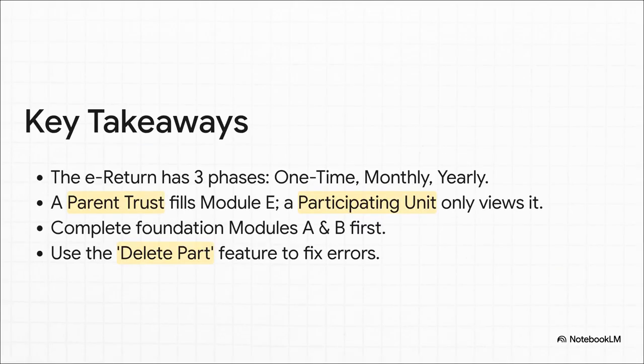Okay, let's do a super quick recap of the absolute must-knows. First, break the e-return down into 3 phases: one-time, monthly, yearly. It makes it way less scary. Second, and this is the big one, know your role. Are you a parent trust or a participating unit? Because that answer changes everything about your workload. Third, remember that modules A and B are the foundation. You have to do them first. And finally, don't forget that you're in control. You can fix mistakes using that delete part feature.